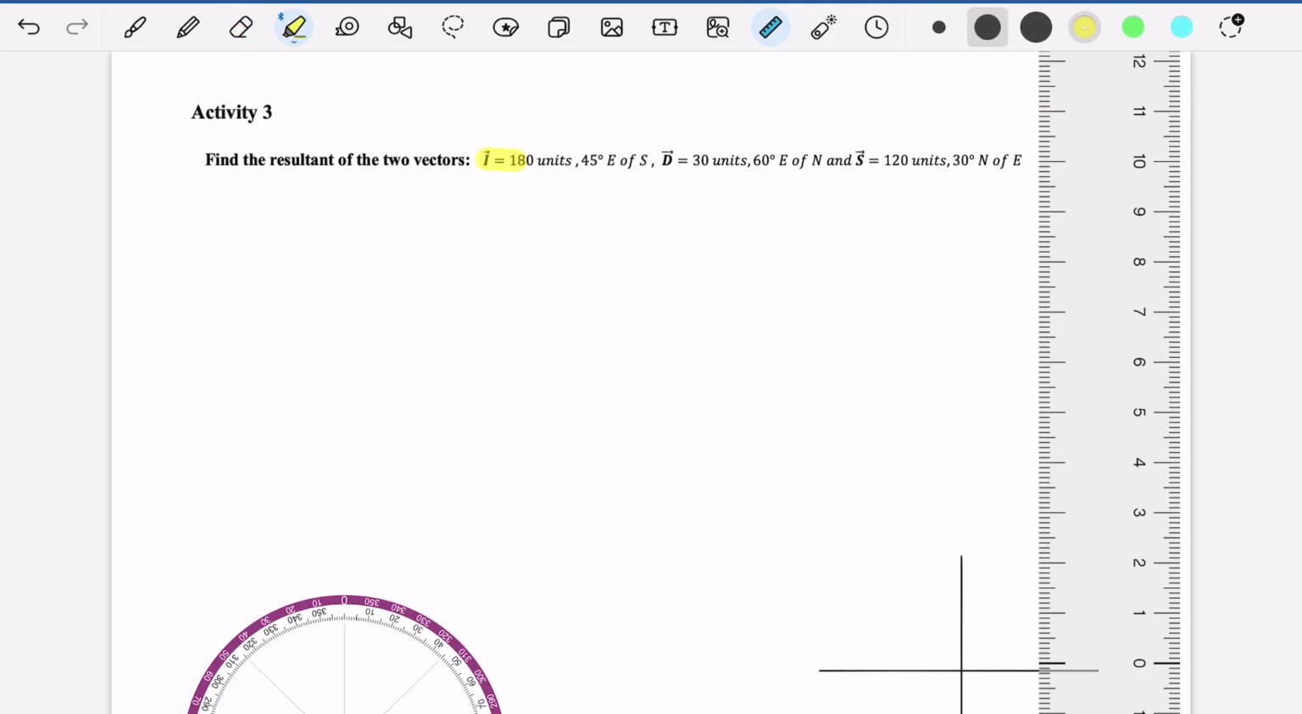Vector I is 180 units, 45 degrees east of south. The second vector is vector D, 30 units, 60 degrees east of north. And the third vector is S, 120 units, 30 degrees north of east.